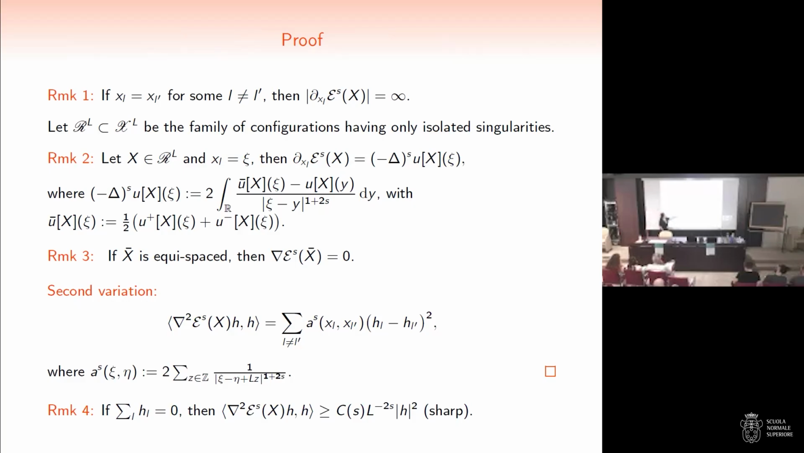The second variation has this form, so it can be computed. These coefficients here are given by this series, which are convergent series, but the most important fact is that they are positive. And so I'm done: I have only one critical point. Let me tell you another thing: if I take this vector h in the direction orthogonal to global translations, which do not affect the energy, then what we can prove is that the Hessian is bounded from below by a constant that depends on s and capital L times the squared L2 norm.